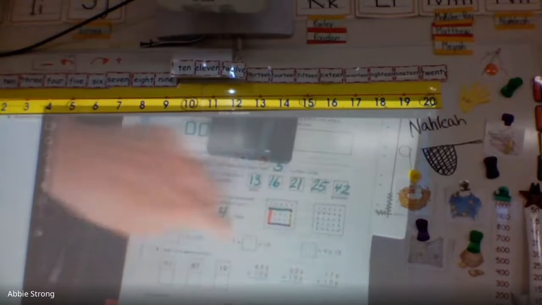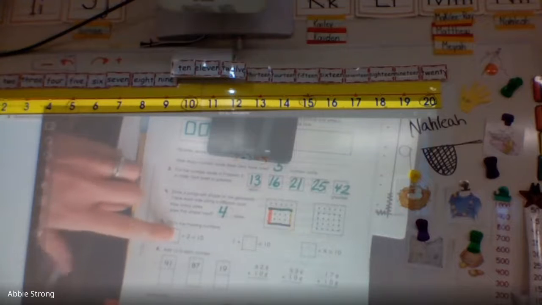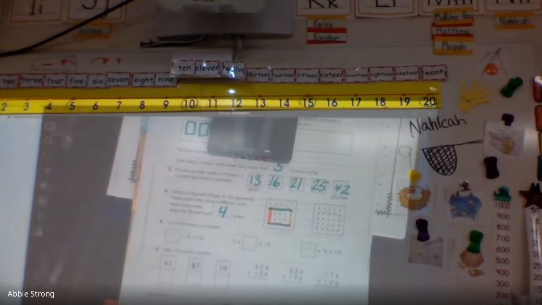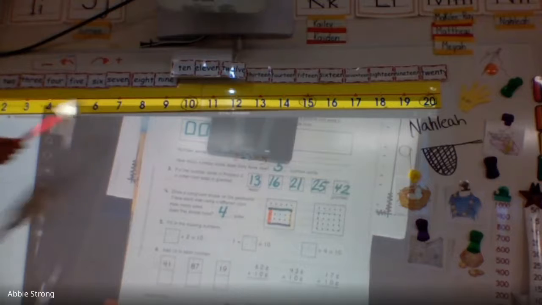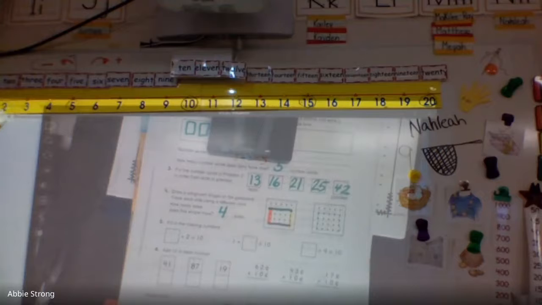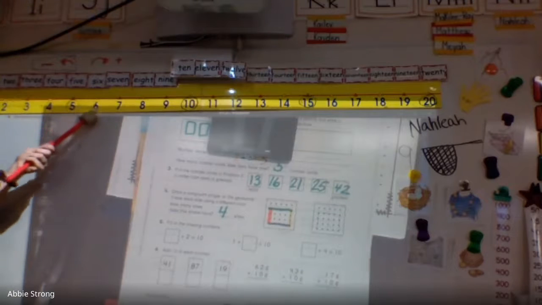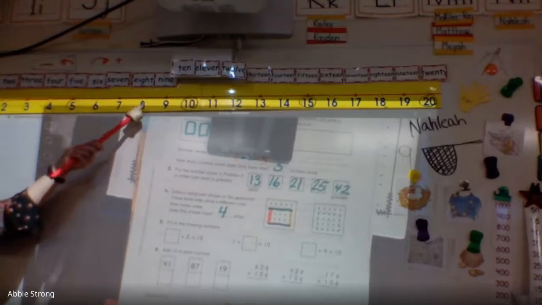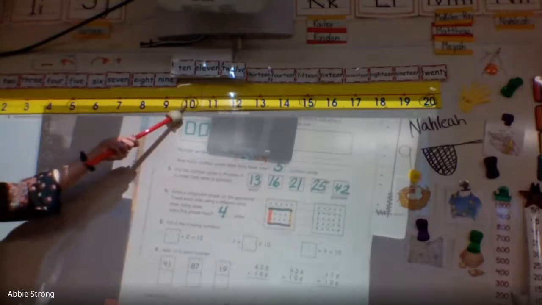5K, we have some mystery numbers to do. It says mystery number plus 2 equals 10. Find the 2 on your number line. We need to count our hops to 10. 10 is circled up here on my number line. Ready? Count your hops. 1, 2, 3, 4, 5, 6, 7, 8.